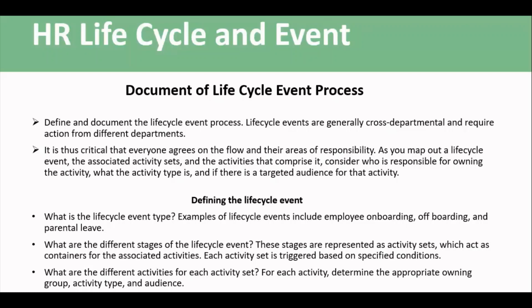Okay, this is how the life cycle event process is documented. On this, everyone agrees on the flow and their area of responsibility. As you map out a life cycle event, the associated activity sets and the activities that comprise it, consider who is responsible for owning each activity. As I told you, every life cycle event contains a collection of activities, and those activities belong to cross departmental actions. So every person is responsible for their own activity, and after that they need to give the final output for the task assigned to them.